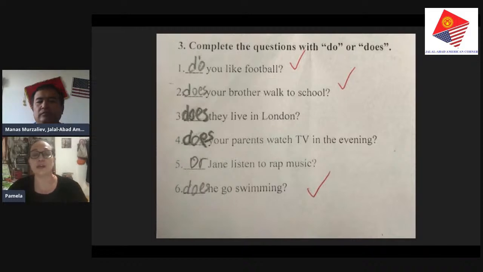So do you like football? Does they live in London? That looks like a guess. And I don't know if the student knows why they got that wrong. Does your parents watch TV in the evening? It's asking the same question over and over again, but not really testing why it was correct or incorrect.